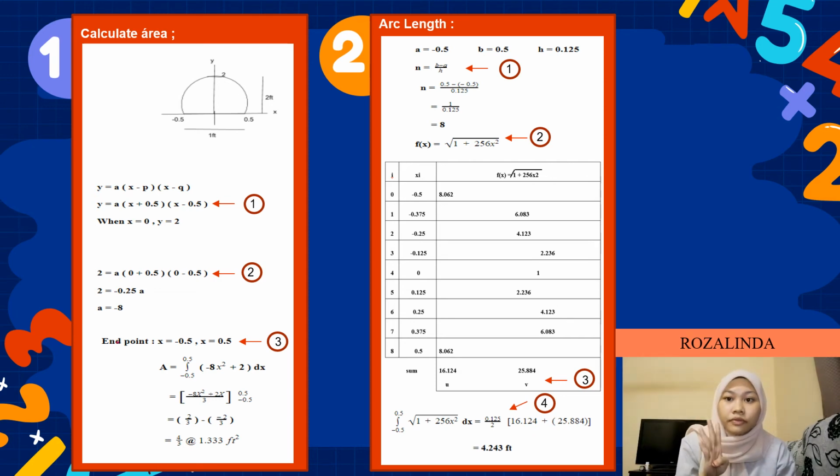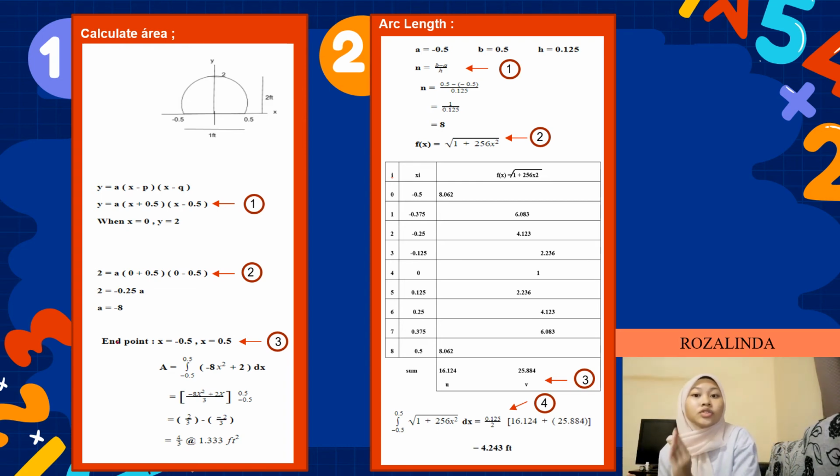Okay, for step number 4, integrations. Step number 2 equals H per 2. That's why, as you can see, 0.125 over 2. In brackets is U plus 2V. Remember 2V. Don't forget 2V. Why? Because if you forget the 2V, we will not get the true answer. The answer for this arc length is 4.243. Okay, thank you.